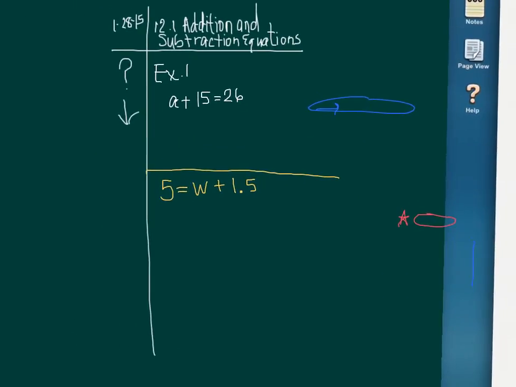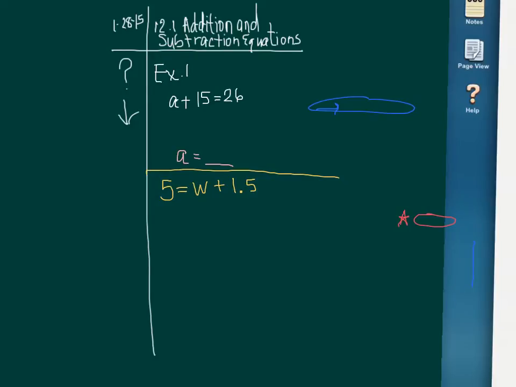Okay, so example 1 was a plus 15 equals 26. And the goal, or what you want to do, is get a by itself so that your final answer says a equals whatever. In the past, you could just do this in your head, like one of my students would tell me, well, this is easy, I can do this, I don't need to watch the video. But you need to practice these steps because it won't always be this easy.